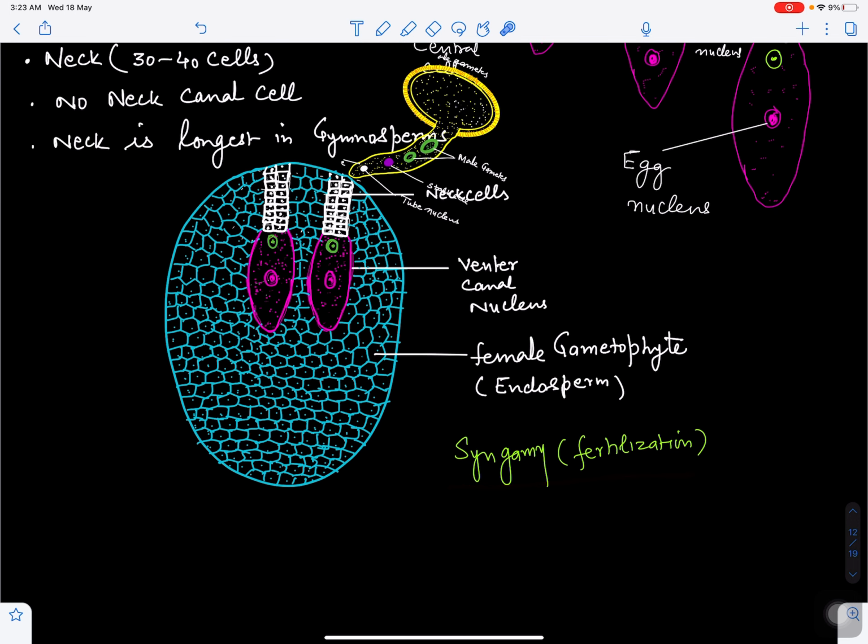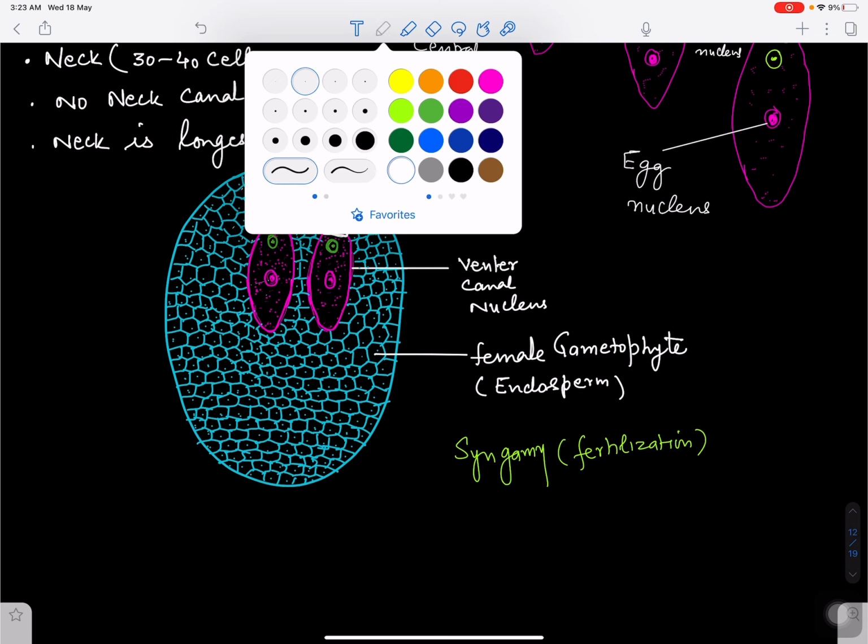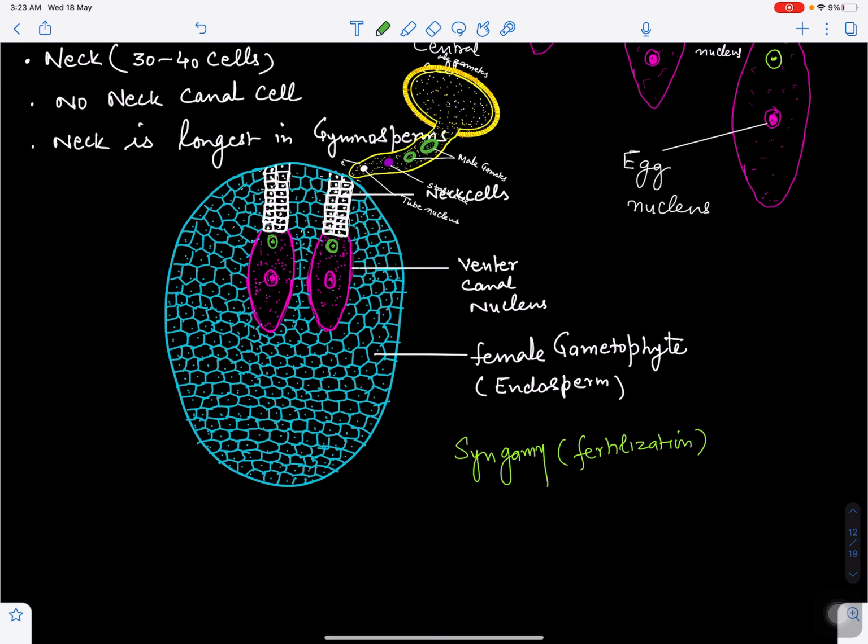Like we discussed in earlier videos, this is the archegonium of the Ephedra, which has an elongated neck, ventral canal nucleus, and this is the egg nucleus. Now this is the pollen grain which germinates to form the pollen tube. It carries two male gametes. Now this male gamete will fuse with the female gamete, right? And this fusion of egg plus male gamete is called syngamy or fertilization.